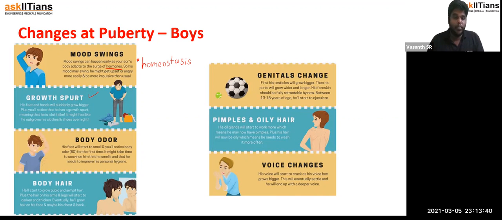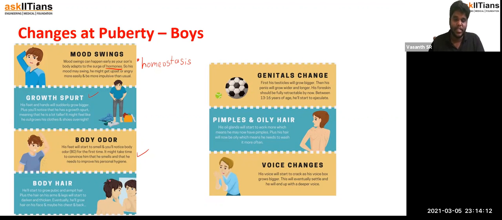So the next one is body odor. Once the growth is high, the body metabolism is high, and the liberation of metabolic heat will be so high. So to cool yourself down, you will be having a lot of sweating. When a lot of sweating takes place, you will definitely get body odor. And when this body odor is not taken care of, it will cause a lot of infectious diseases also.